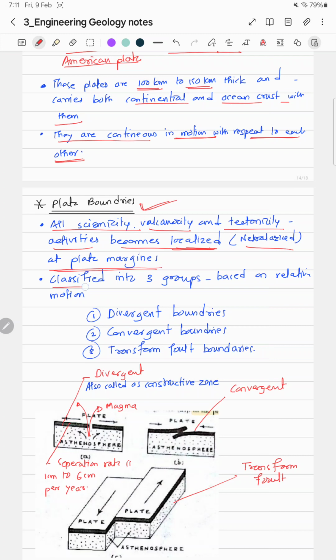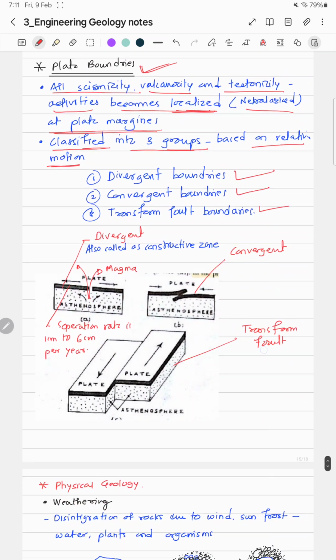These plate margins are classified into 3 groups based on their relative motions. The first is the divergent boundary, the second is the convergent boundary, and the third is the transform fault boundary. We'll see them one by one.